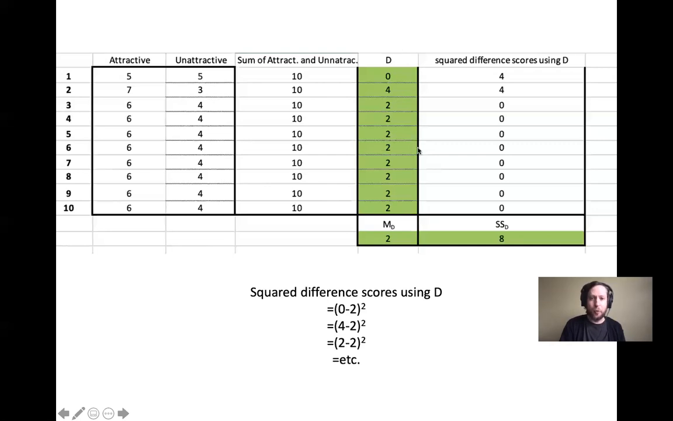Yep, it gets 20. You add up these things right here, you get 20. And then you divide by 10, which is n, to give you 2. The mean difference score, m sub d, is 2. Okay, so that's the first part.